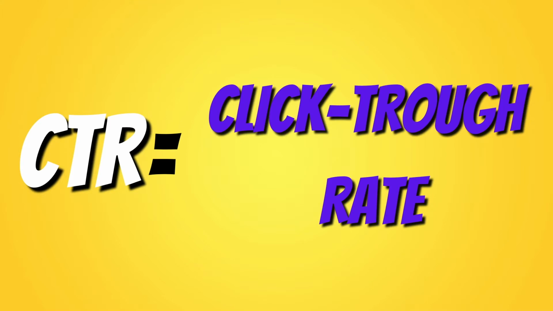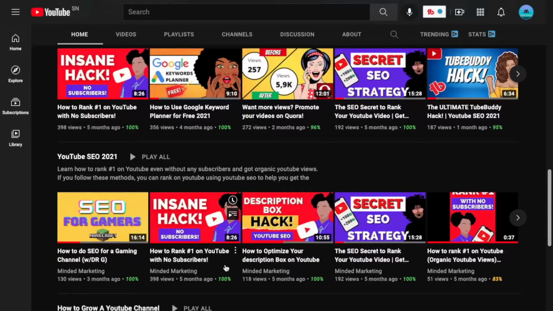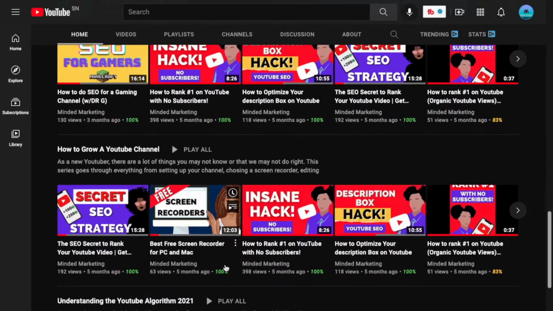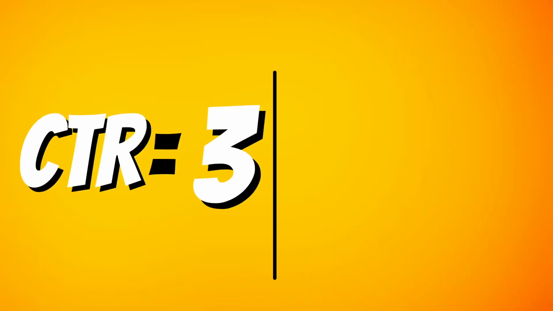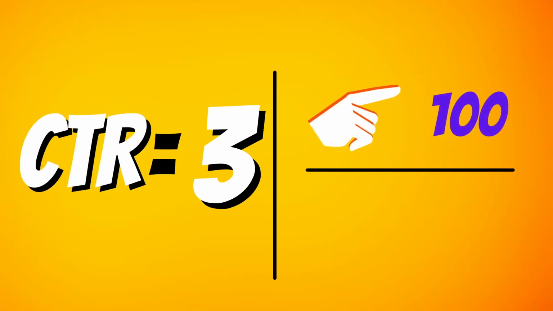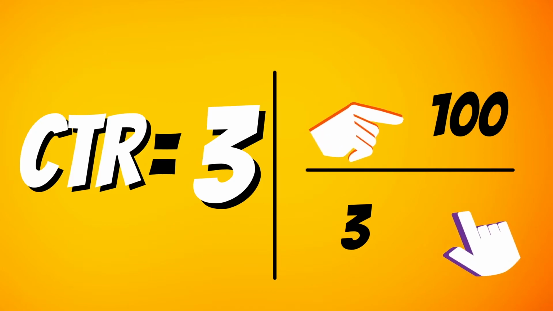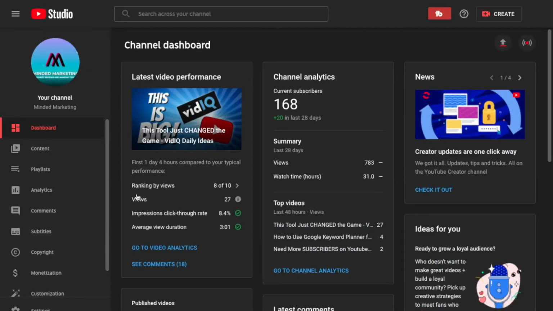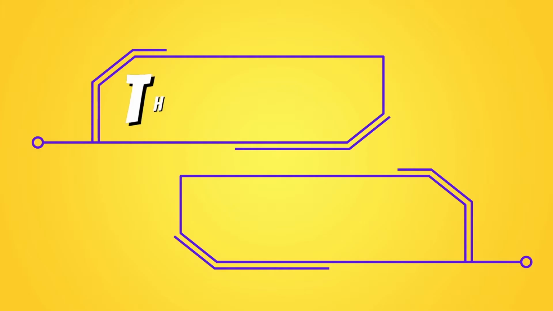So CTR, also known as click-through rate, is going to show you how many people click on your video in comparison to how many impressions your video has. So if you have a CTR of 3%, that means for every 100 impressions, approximately 3 people click on your video. Basic stuff, right? This CTR number is affected by 2 things on YouTube: your thumbnail and your title.